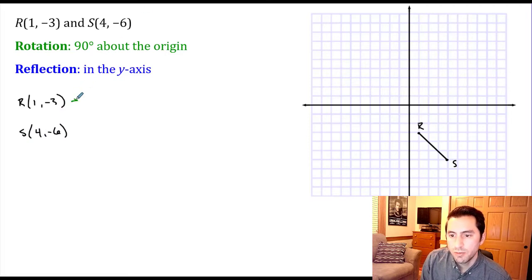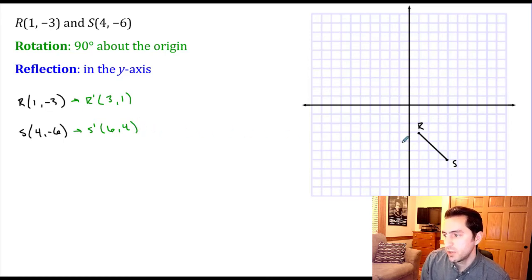For the rotation, so R prime, we switch the x and the y, and then the first one gets the opposite sign. So 3, +1. And now for S prime, we'll end up with 6 and +4. So we're rotating 90 degrees about the origin. Again, we're going counterclockwise. So our pre-image is in quadrant 4, but after the rotation, we should end up here in quadrant 1. So 1, 2, 3, +1 for R prime. And then 4, 5, 6, 1, 2, 3, 4 for S prime.